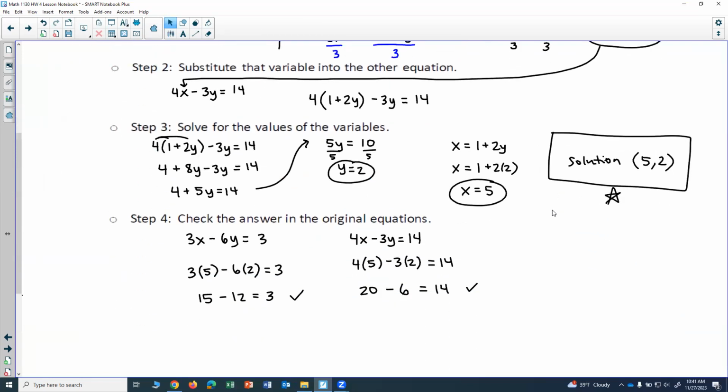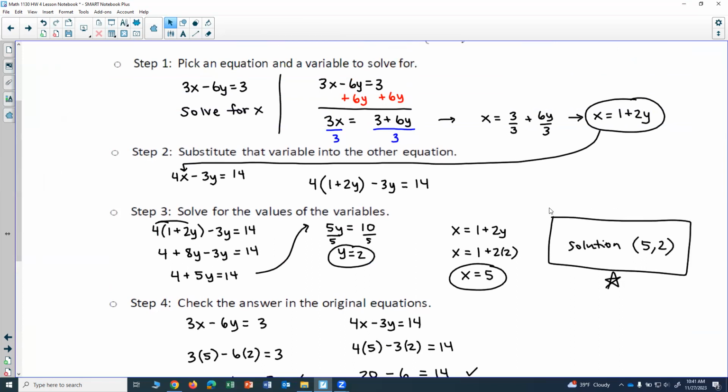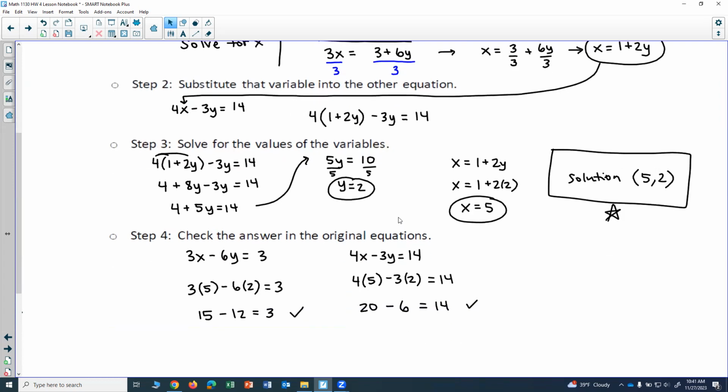So this was solving by substitution. Just a reminder of the steps. Pick an equation and a variable to solve for. Substitute that variable into the other equation. Solve for the values of the variables, and then check the answer in the original equations.